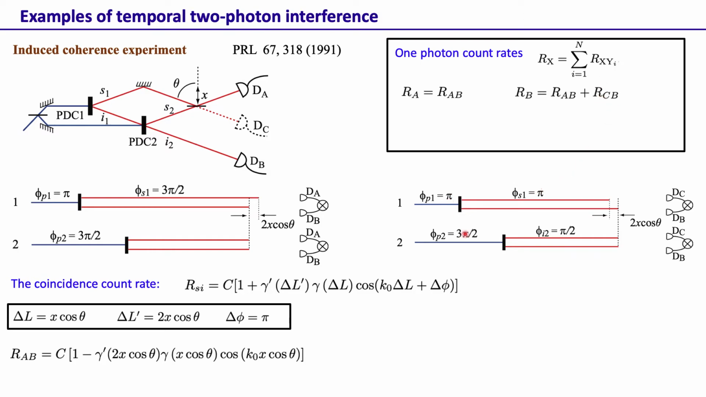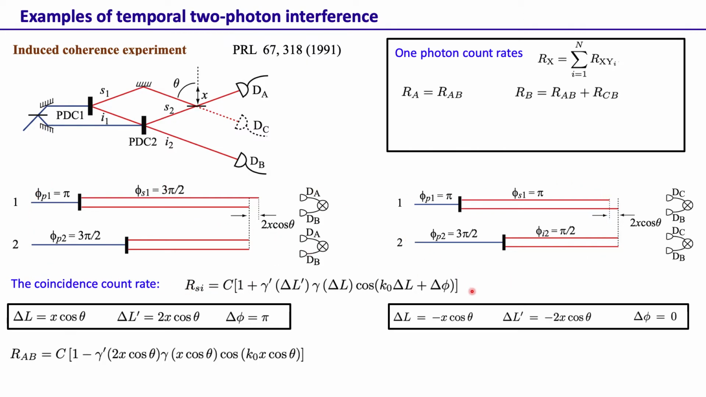Let's calculate RCB. RCB is now the coincidence between detector C and B. It is pretty much the same as this one. If we just calculate, we see that the delta L in this case is minus x cosine theta, delta L prime is minus twice x cosine theta, and delta phi is 0, whereas delta phi was pi here. As a result, the coincidence count rate between C and B is C times 1 plus gamma prime of twice x cosine theta, gamma of x cosine theta, and twice cosine k naught x cosine theta. So here we see this expression and this expression are pretty much the same except for the sign. This is minus over here and this is plus over there.